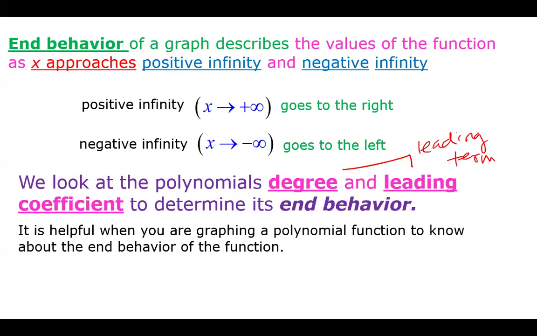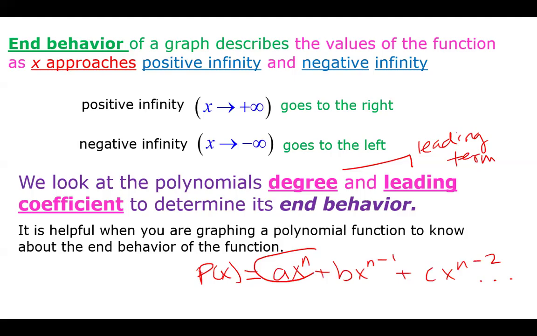When we have a polynomial function, it would be written as p of x equals, and you have your a x to the n term. That's your leading term, because next you're going to have b x to the n minus 1, and then you'll have c x to the n minus 2, and it just keeps going. So that's what makes up a polynomial. Your leading term is the one that's in the front. Got it? All right.